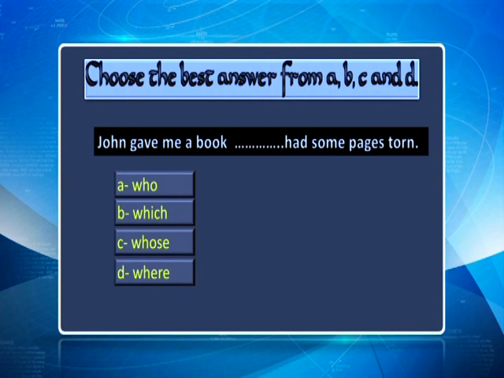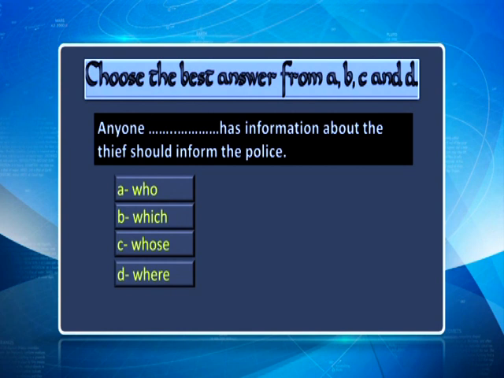I think this one is easy. So your answer is a book which. Excellent. Number two, anyone blank has information about the thief should inform the police. So which one is correct? Who, which, whose, or where? Anyone this time is who.